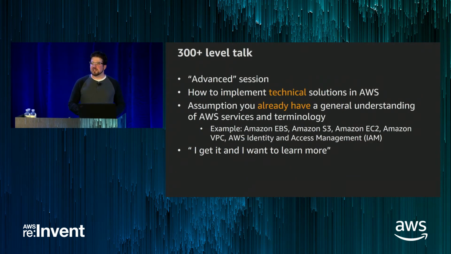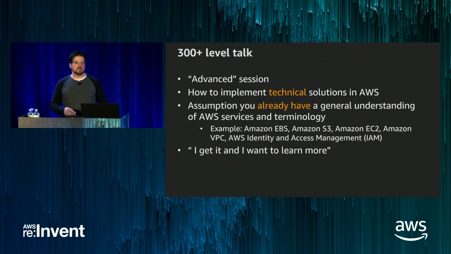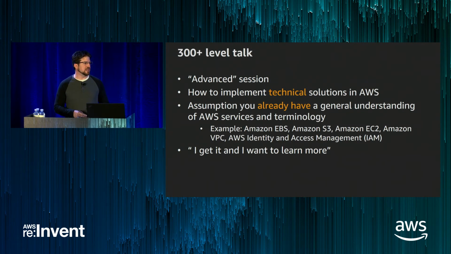This is an advanced session. So this is a 300-level session, and by the AWS re:Invent terms, what that means is that generally you already have a good understanding of common AWS service terminology. So we're not going to explain what EC2, EBS, VPC are. If you're not familiar with this terminology, the track session is a little bit more advanced. You're really here because you get it and you want to learn more, so you're actually trying to build out a solution right now, or you're in the process of building on it, and you're trying to enhance it.